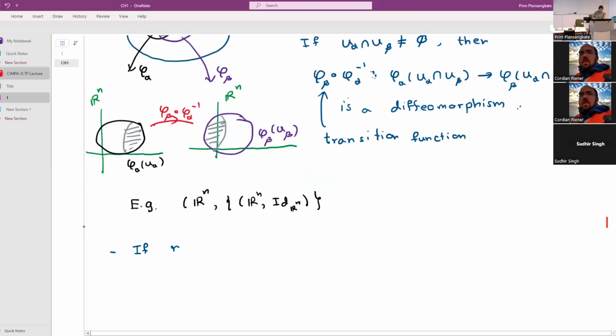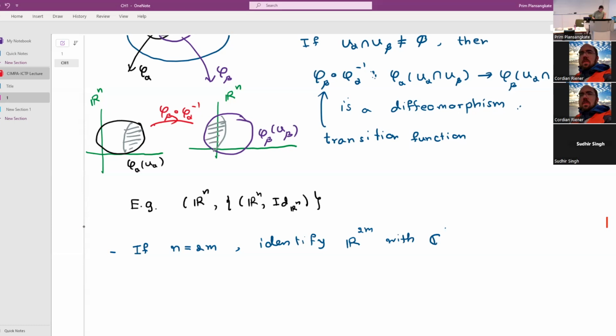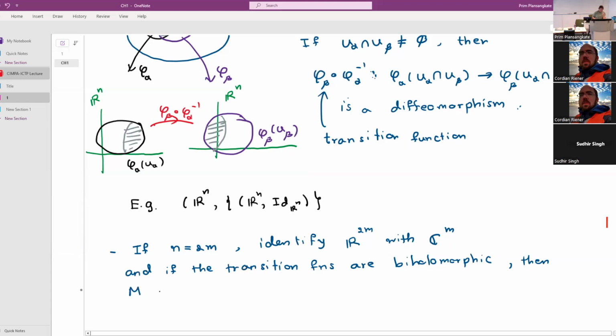So if n is 2m, if n is even, so we can identify R^2m with C^m. Then if all the transition functions are biholomorphic, then M is a complex manifold.